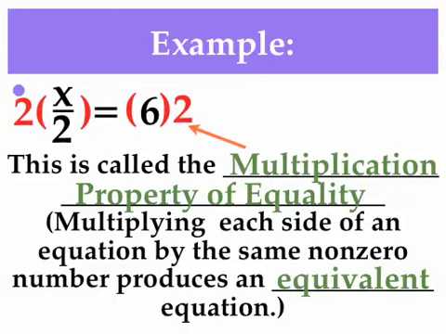When you multiply by 2 on both sides of this equation, you find that x equals 12. Again, plug 12 in for x. 12 divided by 2 equals 6. That is true, so I know that I have the correct answer.